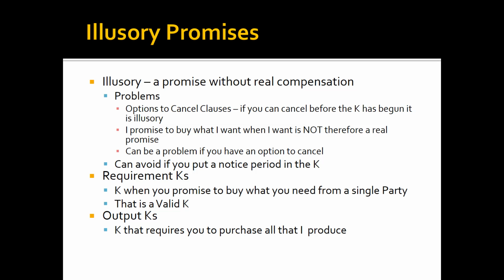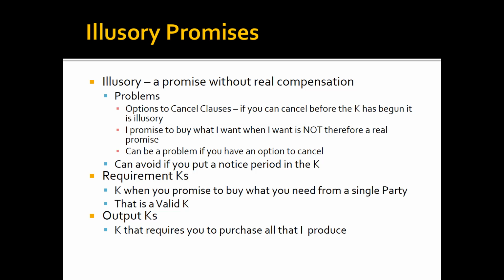Now, output contracts are a little bit different, and you tend to see output contracts more in instances of natural resource production. So a good example here would be an oil well, where you've got the oil, but what are you going to do with the oil? You've got to sell it to someone who's going to refine it. So I come to you and I say, all right, you've got an oil well, I've got a refinery. Let's sign an output contract.